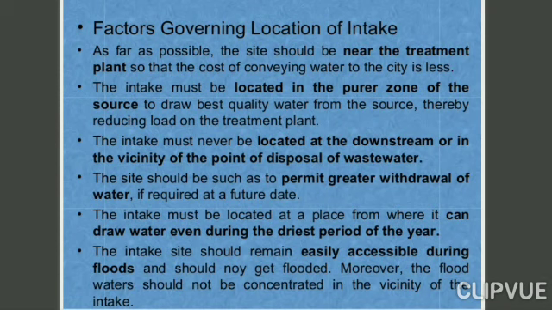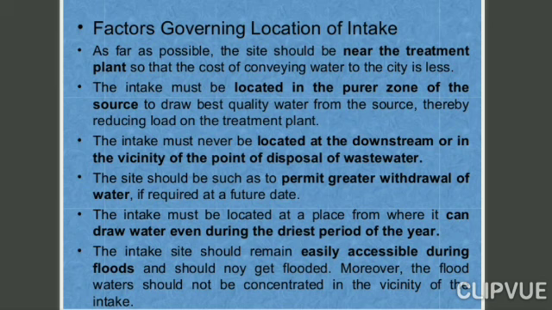As far as possible, the site should be near the treatment plant so that the cost of conveying water to the city is less, and the intake must be located in the purer zone of the source to draw the best quality water from the source, thereby reducing load on the treatment plant. The intake must never be located downstream or in the vicinity of the point of disposal of wastewater. The site should be such as to permit greater withdrawal of water if required at a future date.